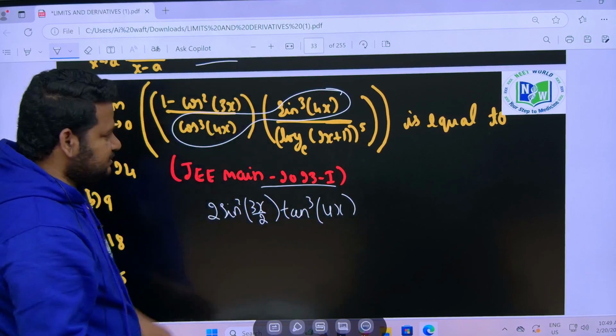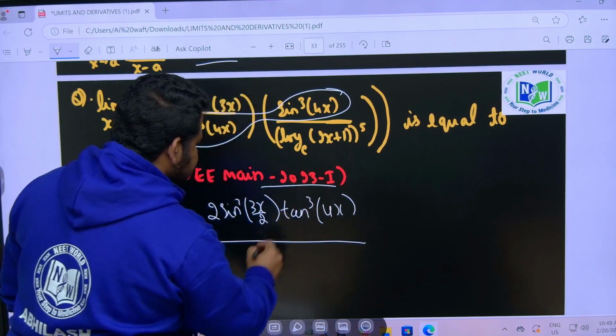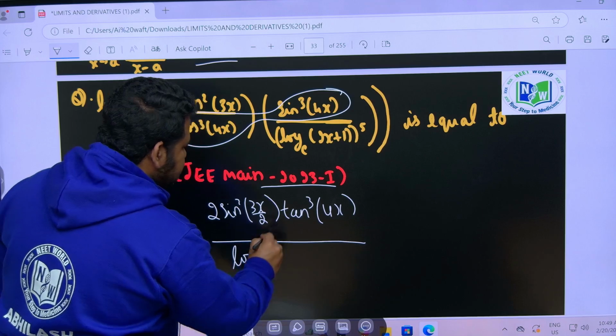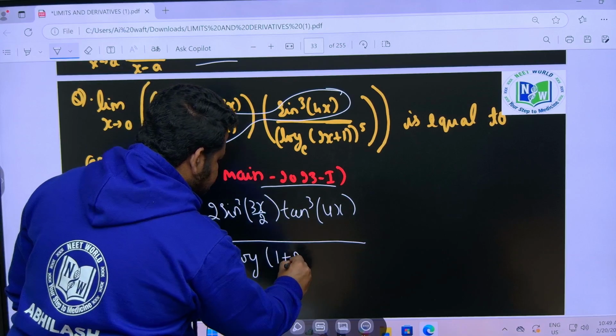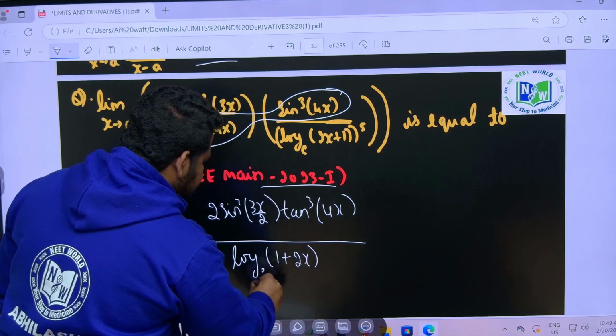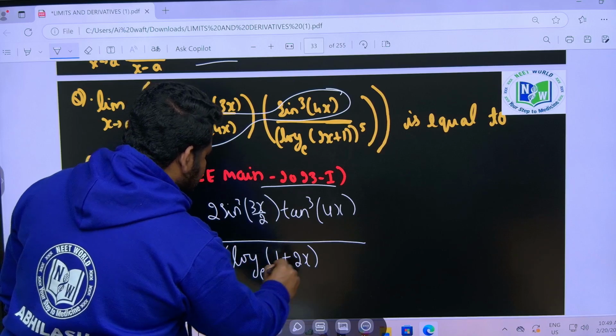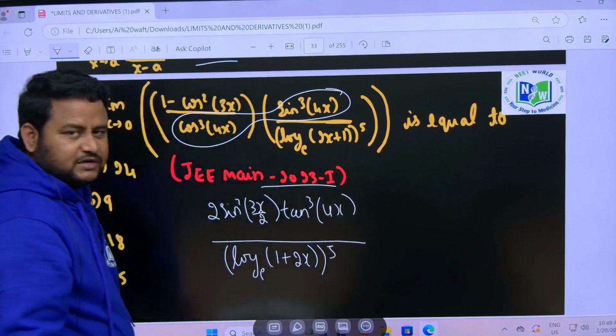Next, I'll write this as log of, instead of writing 2x plus 1, I'll write it as 1 plus 2x because it is one and the same. Log of (1 plus 2x) to the base e, whole to the power of 5. Got it friends? We have written like this.